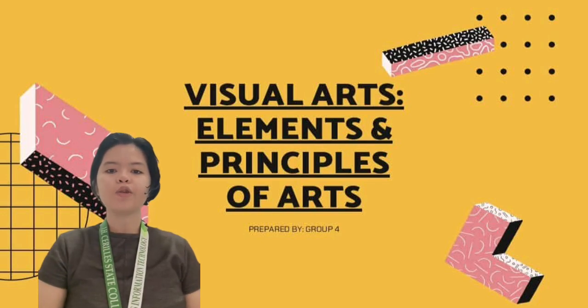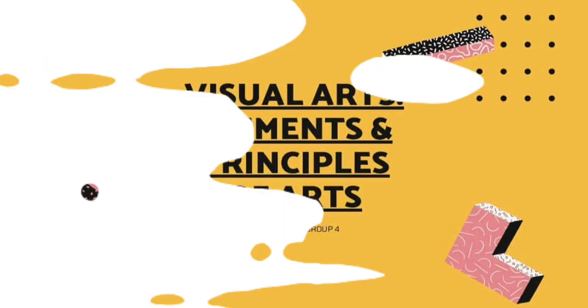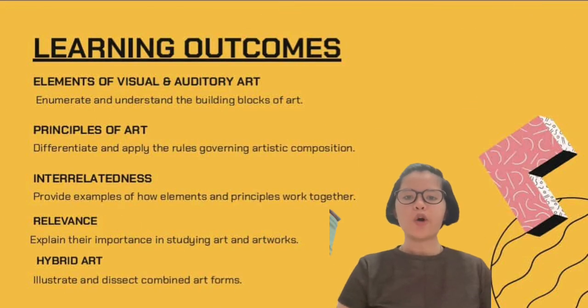Hello everyone, today our topic is all about Lesson 6, Elements and Principles of Art. Our focus is on the learning outcomes. First, we'll look at the elements of visual and auditory art, the building blocks of art. Next, the principles of art, the rules that guide artistic composition.